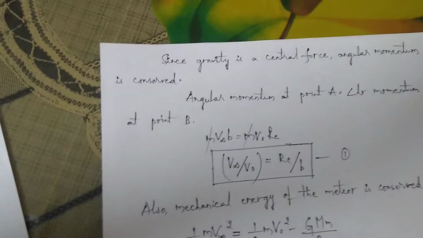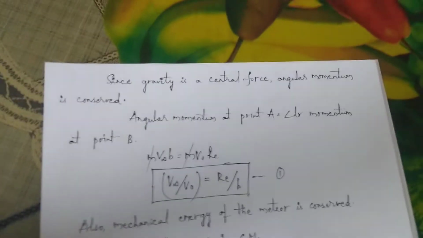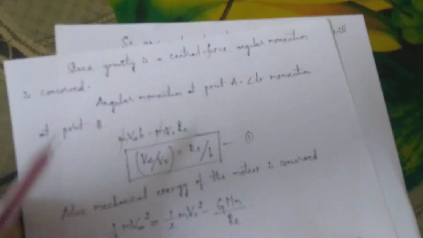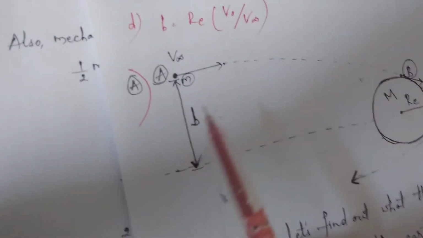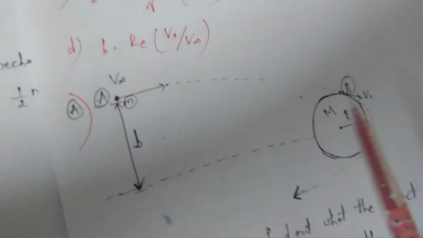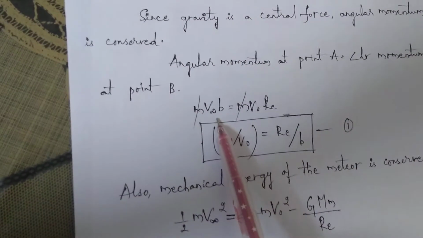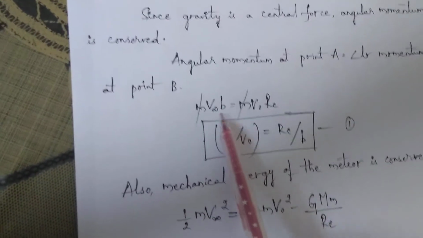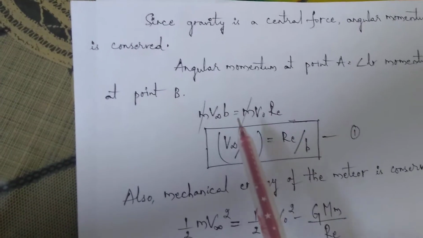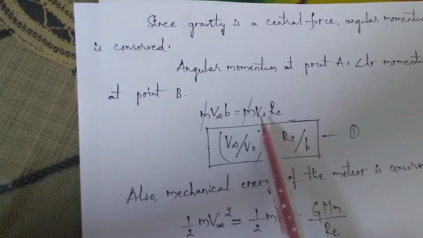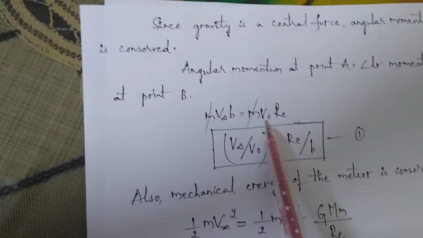As we know, gravity is a central force, so the angular momentum is conserved. The angular momentum at point A is equal to the angular momentum at point B. So mass of the meteor times velocity at point A times the impact parameter b equals mass of the meteor times velocity at the surface of the Earth times the radius of Earth.